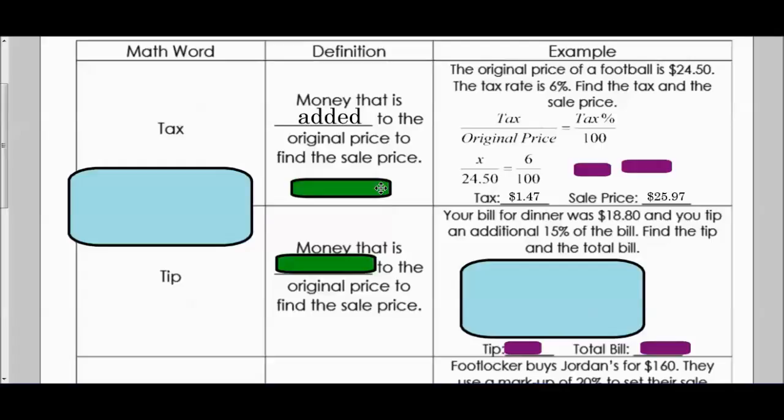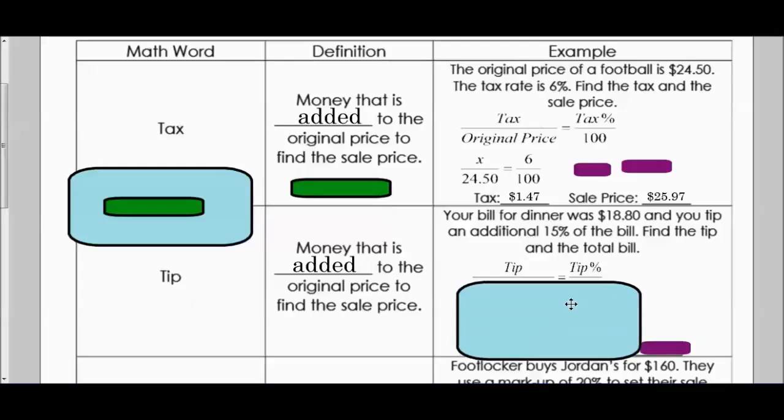A tip is very similar, except we're really just talking about the service industry, when you give a person a little bit of extra money for doing a very good job. So again, this is money that's going to be added onto our original price to find the final price, or the total bill. Especially at a restaurant, you have a certain amount of bill that you're paying for just the meal, and then you have an additional amount that you're going to need to tip for the service. Okay, so here our bill for dinner was $18.80, and you tip an additional 15% of the bill. Find the tip and total bill.